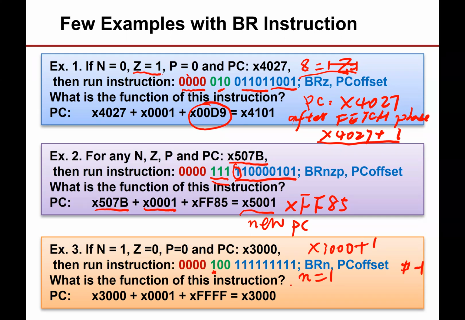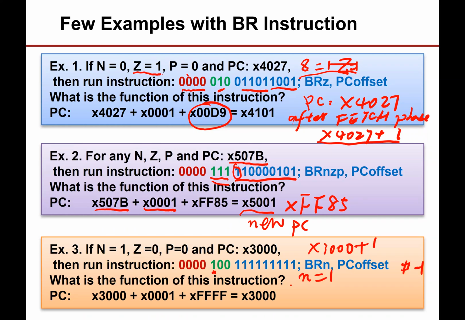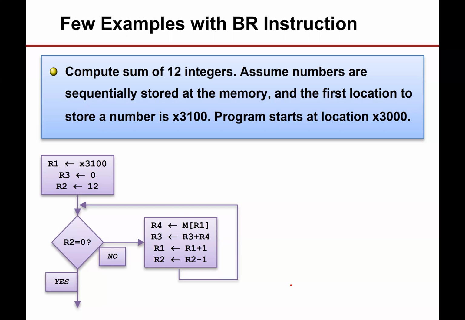So for this one, we can call it a deadlock, right? It will always run this instruction. So this is the simple example for the branch instruction. Do you have any questions? Okay, if no new questions, then we will go to the next example.